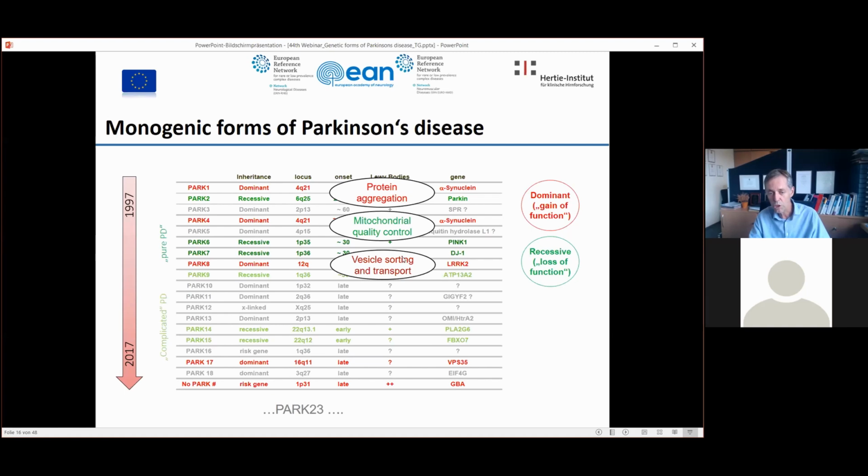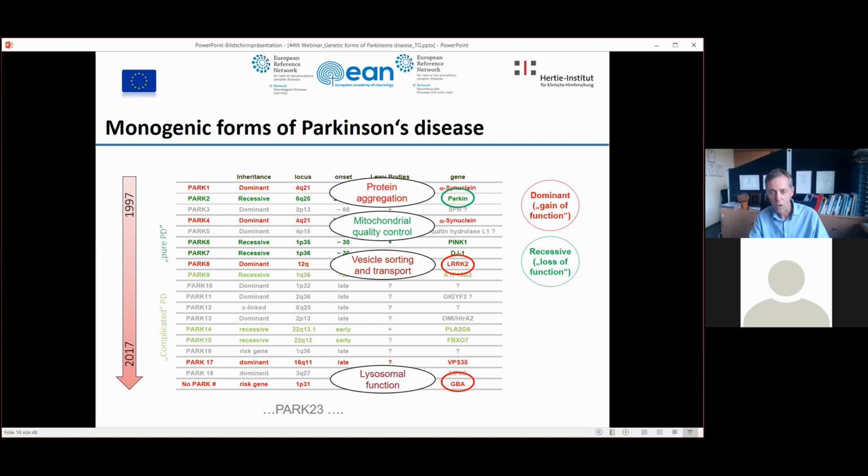LRRK2, also an important gene, is probably related to vesicle transport and vesicle sorting. And the GBA is a gene that is important in lysosomal function. So we will discuss in a little more detail those three genes, Parkin, LRRK2, and GBA, as examples of those pathways that lead to Parkinson's disease, even if the alpha-synuclein gene is not affected itself. The alpha-synuclein gene, however, comes downstream and is probably related to Parkinson's disease in the vast majority of cases.